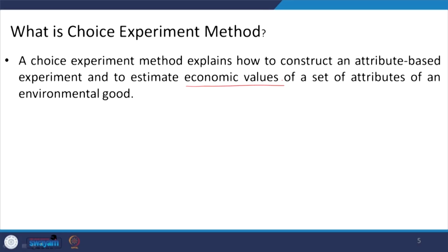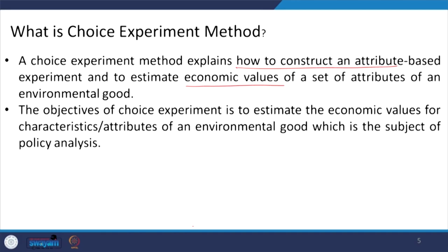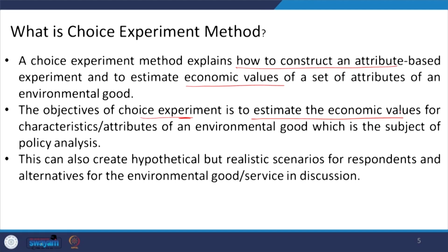So, here it is helpful to do two things. One is how to construct an attribute-based experiment, and second, how to estimate the economic values associated with a set of attributes of a particular good or environmental service. And the very objective of this choice experiment is to estimate the economic values for the characteristics or attributes of that good or service in question. Obviously, this good or service in question is a part of your policy analysis.